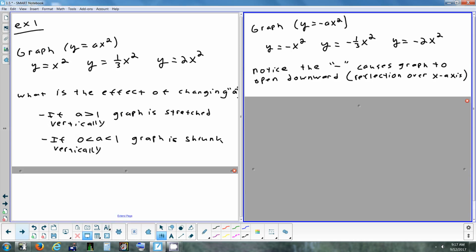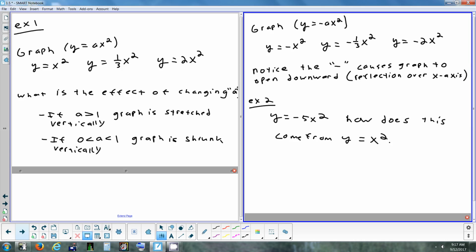We're not going to talk too much about reflecting over the y-axis in this graph, because if you don't shift the parabola and you leave the vertex at the origin, reflecting it over the y-axis does nothing. It looks exactly the same. So parabolas are not the best graph to talk about reflecting over the y-axis if you're not going to shift them.